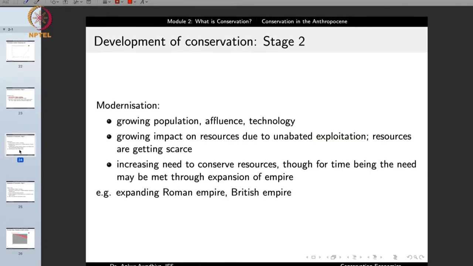Then we moved to stage number two. Now in stage two, we started seeing modernization of the society. With modernization of society, it actually began with technological improvements. Now if you have better technology, you can have more resources. And if you have more resources, you can increase the affluence of people.